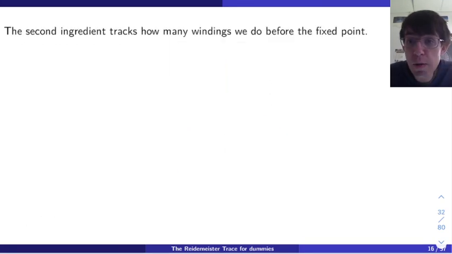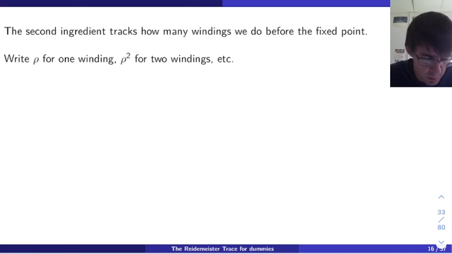Now, the second ingredient, the Reidemeister classes, tracks how many windings we do before we arrive at the fixed point. And I'm going to write it this way. I'm going to use this rho. So I'm going to write rho for 1 winding, rho squared for 2 windings.